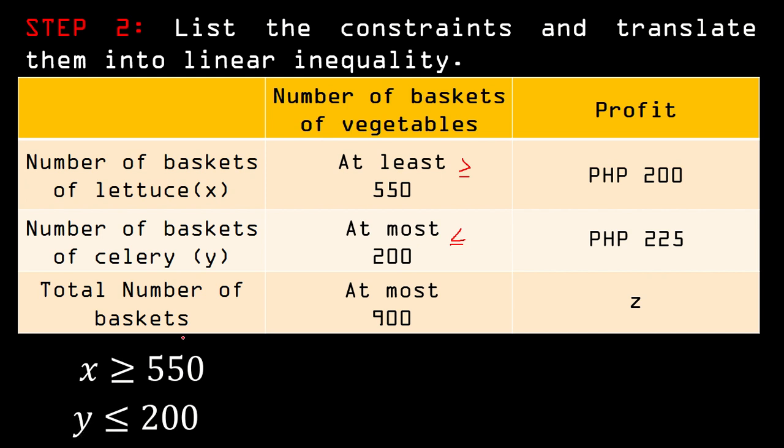Okay, and then the total number of baskets. The sum of the number of baskets of lettuce and the celery is at most 900. So again, at most, we represent that by less than or equal to. And that is x plus y, the sum of the two, is less than or equal to 900.